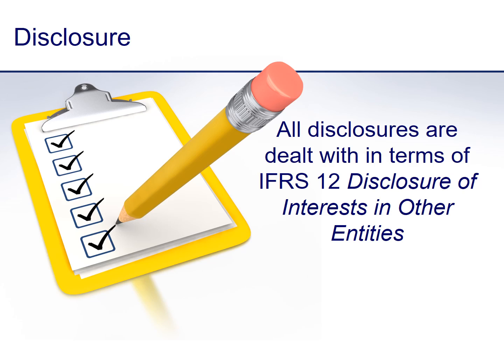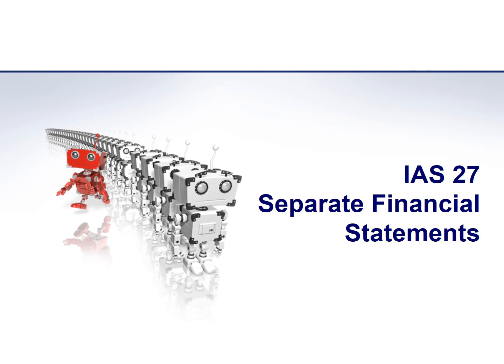Like IFRS 10, all of the disclosures relating to joint arrangements and investments in associates are dealt with in accordance with IFRS 12, which we'll discuss in just a moment. IAS 27 used to be the standard on consolidated financial statements. It was called consolidated and separate financial statements. With the issue of IFRS 10, which took all the consolidation guidance into a brand new standard, IAS 27 has been reissued and only deals with separate financial statements.